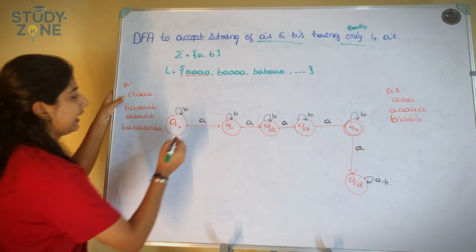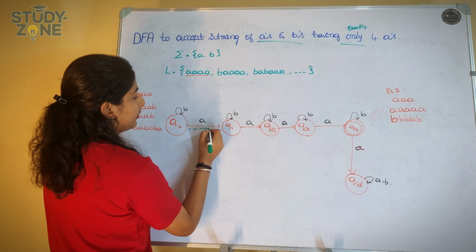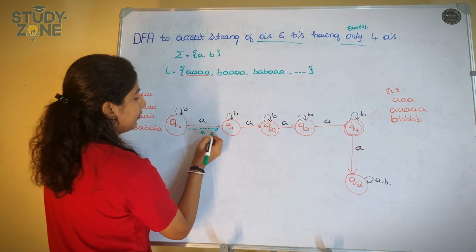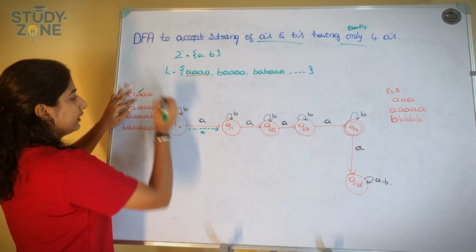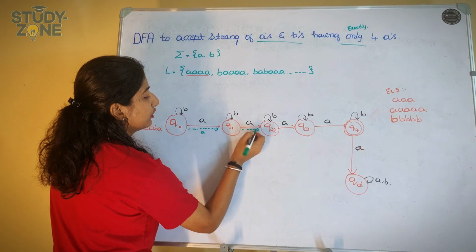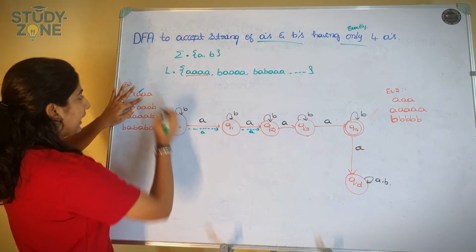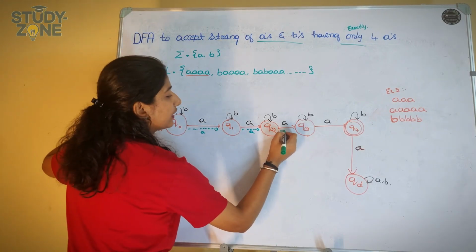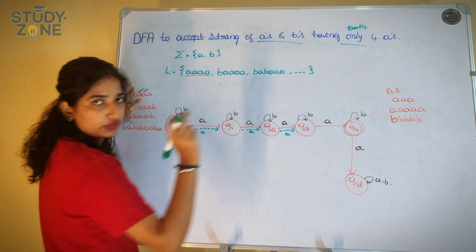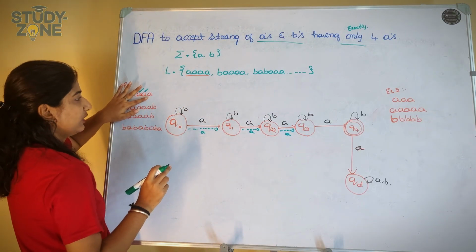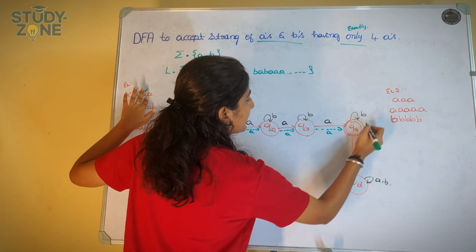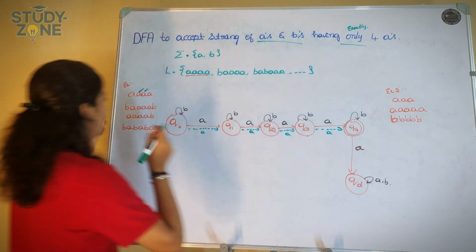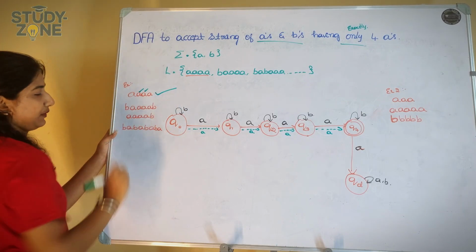So let's check it in the transition diagram. First one A, it is moving from Q0 on A to Q1, and then Q1 again on A, moving to Q2, Q2 again on A, moving to Q3, and Q3 again on A, moving to Q4. This is the accepting state. So the first example gets accepted.